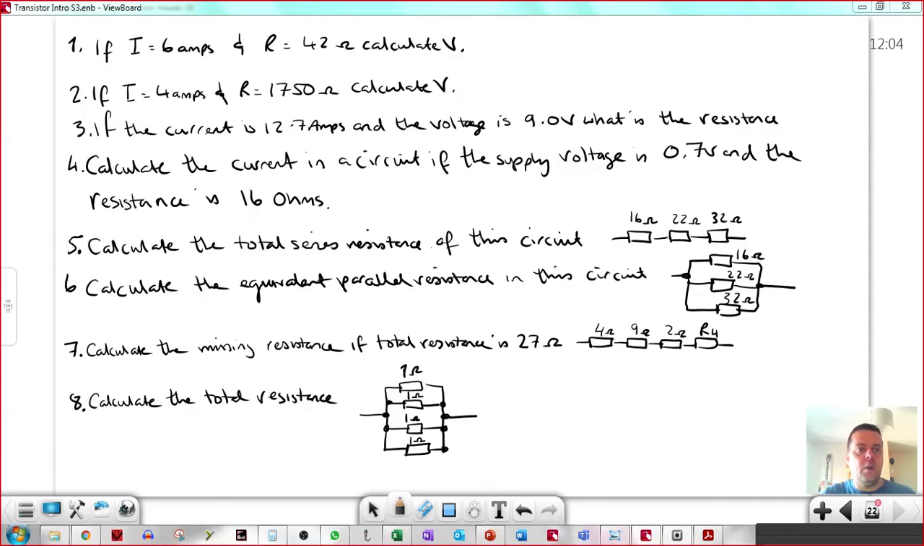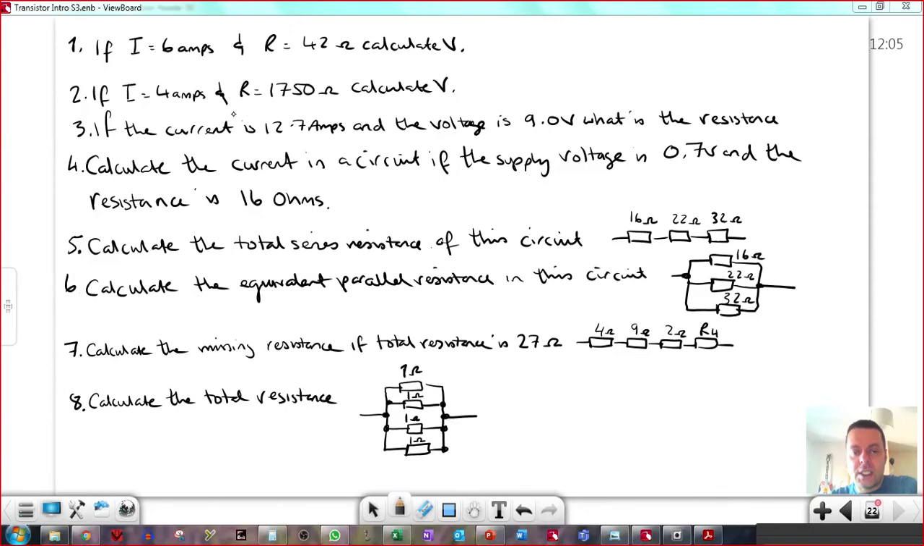Right, okay, so there's 8 questions. The first 4 are all about Ohm's law. I've changed the wording, so I've used I instead of current in the first couple, and the word current instead of I, and R instead of resistance, and so on. There's no trick questions, it's just rearranging. The first 2 are calculating voltage, and then you need to work out what you're trying to calculate in the other 2. I've then got a series resistance question, a parallel, a series, and a parallel.